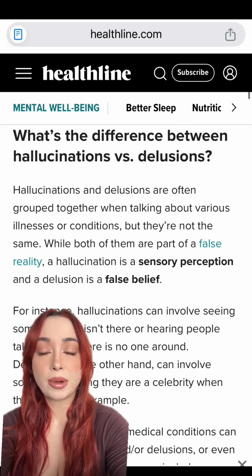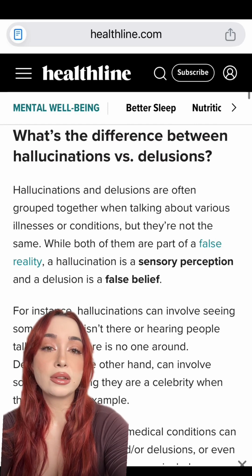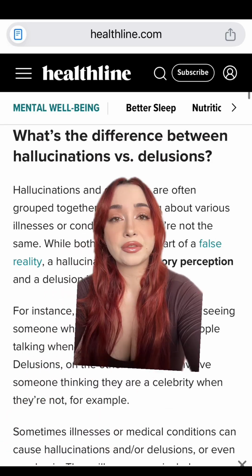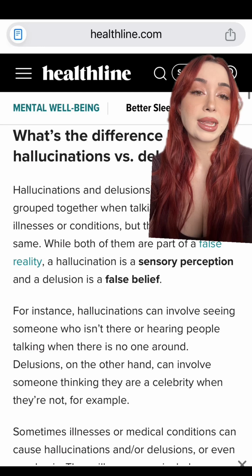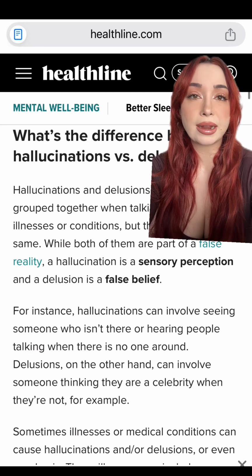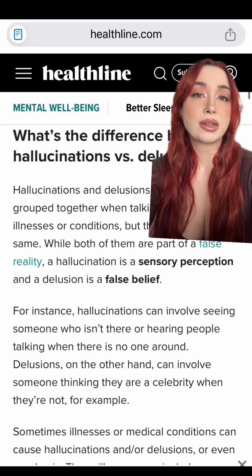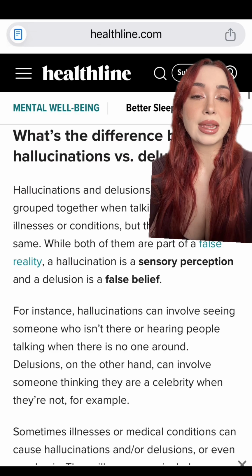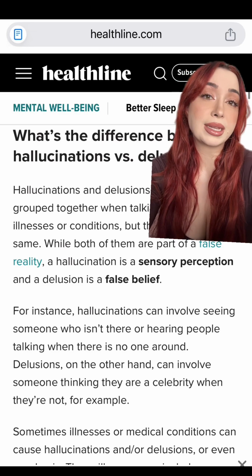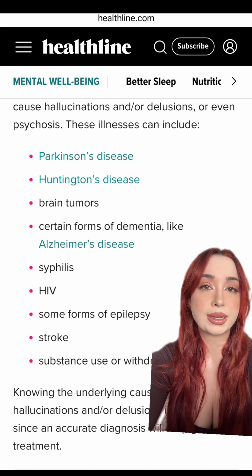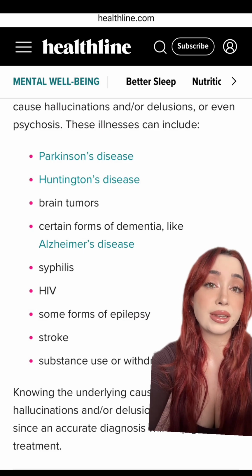While both of them are part of a false reality, a hallucination is a sensory perception and a delusion is a false belief. For instance, hallucinations can involve seeing someone who isn't there or hearing people talking when there's no one around. Delusions, on the other hand, can involve someone thinking they are a celebrity when they're not, for example. And some of these conditions within this list can cause hallucinations, delusions, or even psychosis.